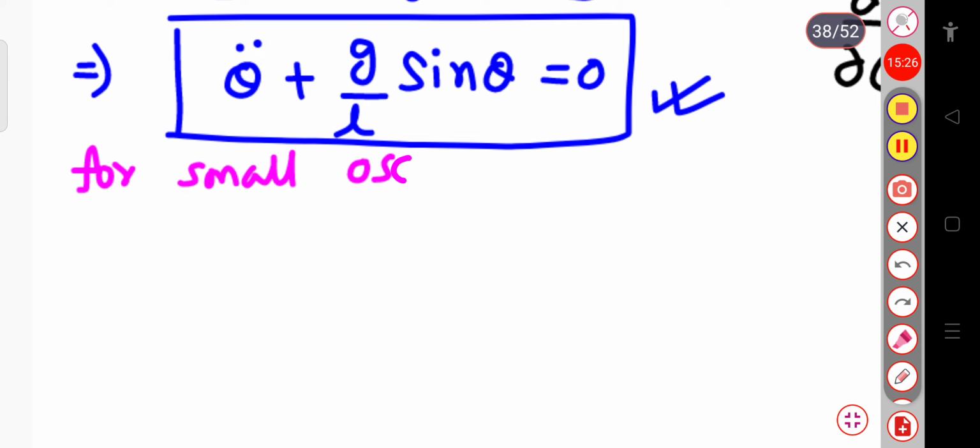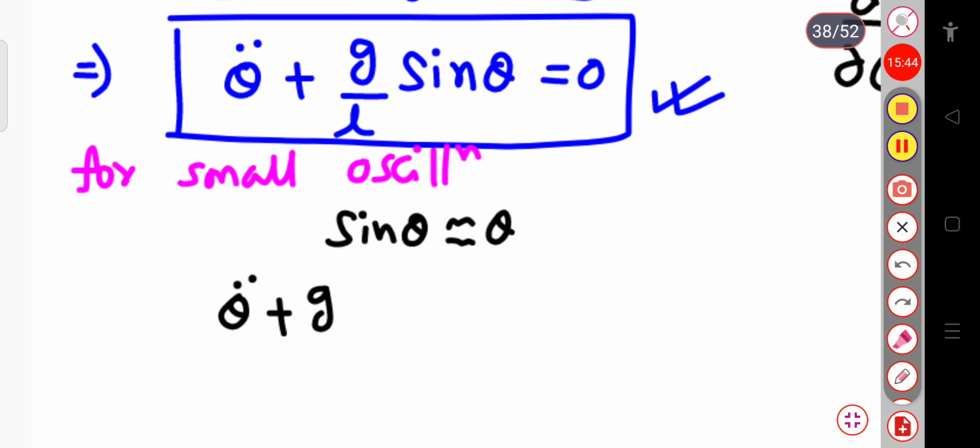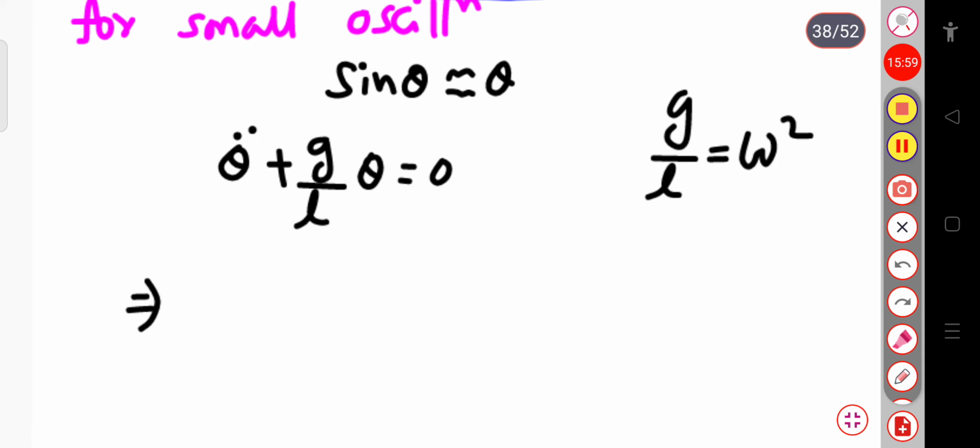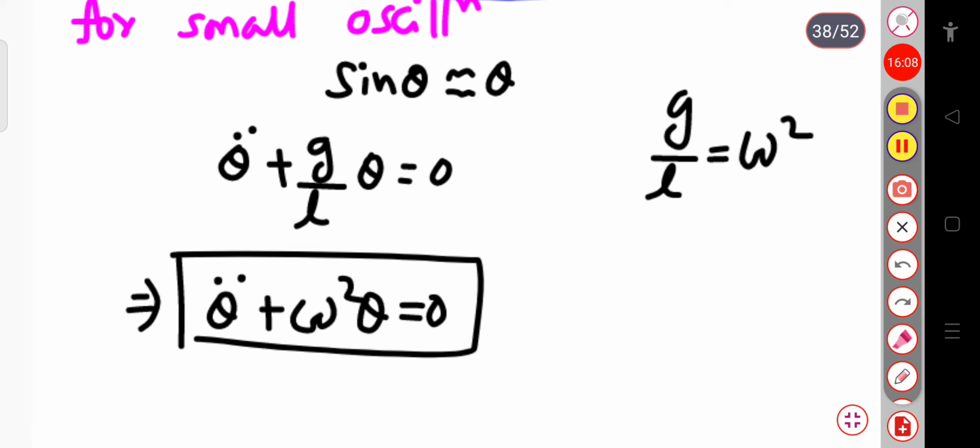for small oscillation you can write sin θ as nearly equal to θ. So we can write this expression as θ̈ plus g/L θ equal to 0. And this g/L is nothing but ω², the angular frequency. So this will be θ̈ plus ω²θ equal to 0. This is the expression for small oscillation in the case of the simple pendulum.